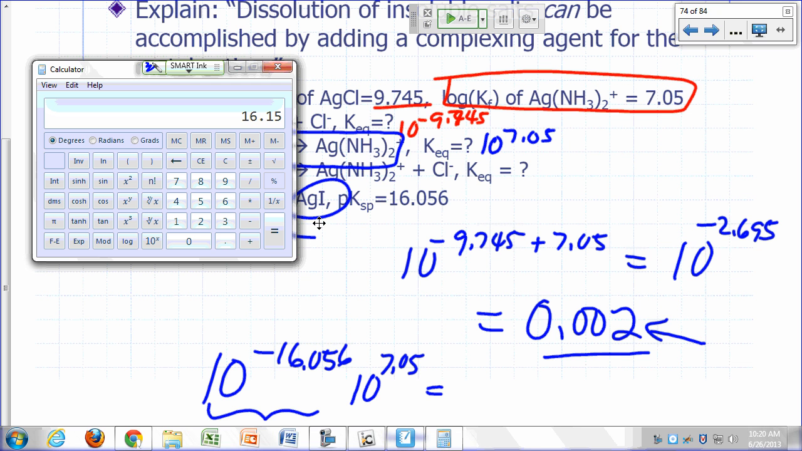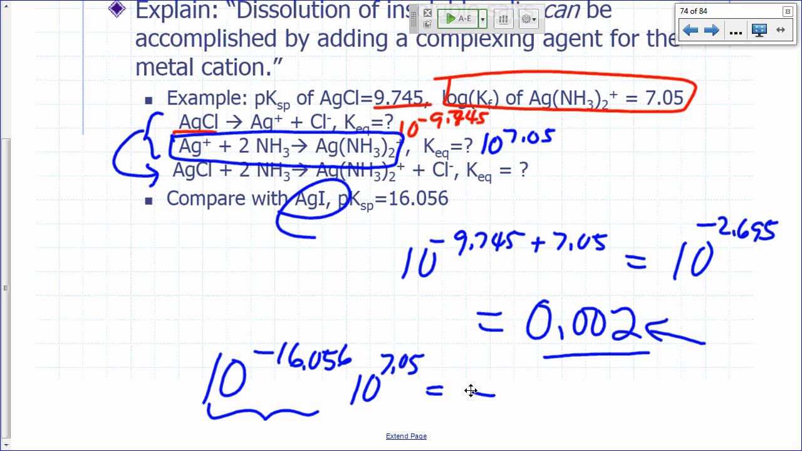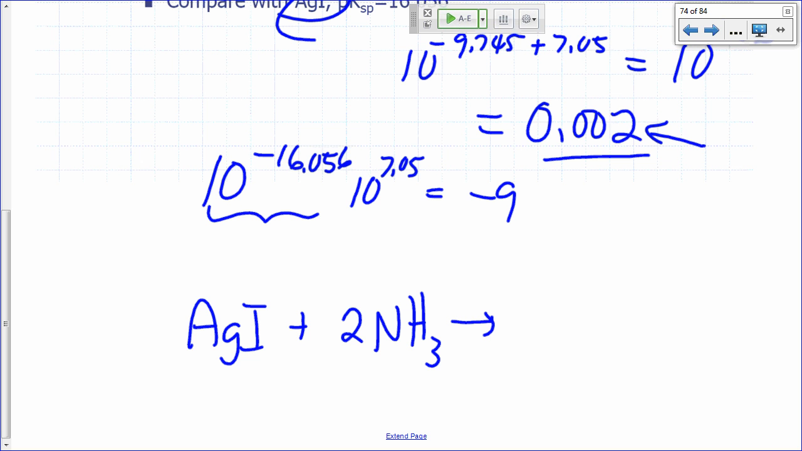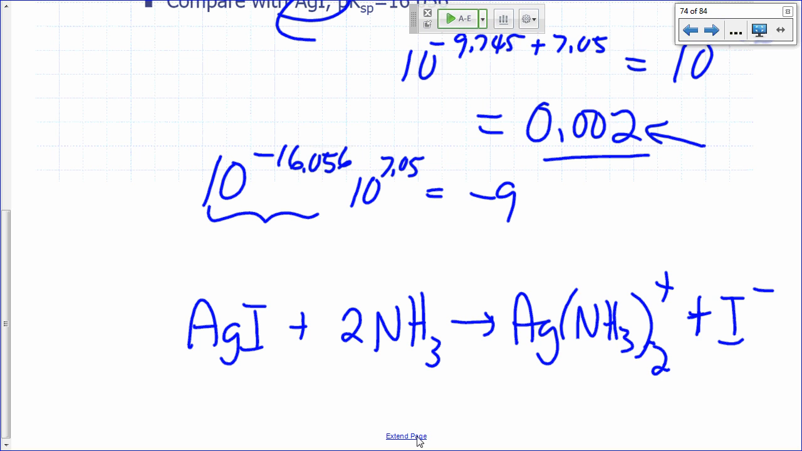16.056 negative plus 7.05, that gives you negative 9. Okay, so your KEQ for silver iodide plus ammonia gives you silver diammine complex plus iodide. If you try to dissolve silver iodide in ammonia, it's not going to work because the KEQ for this is 10 to the negative 9.